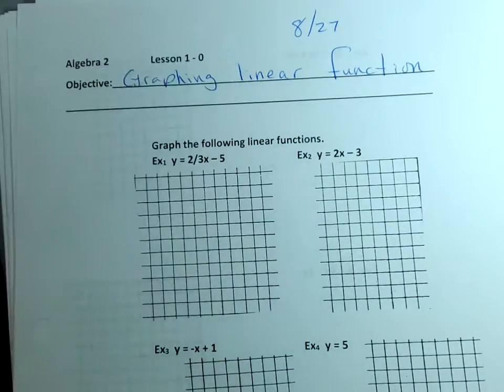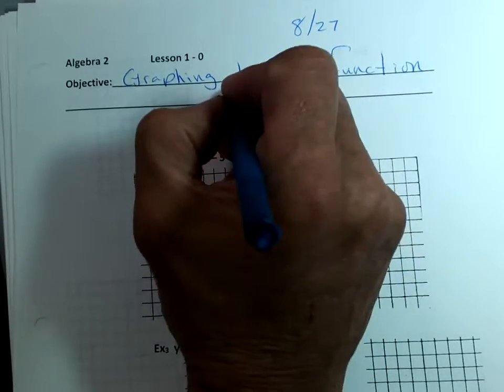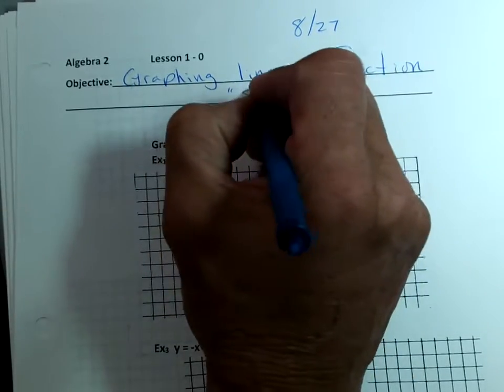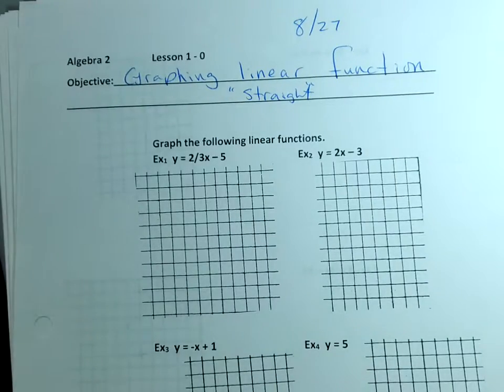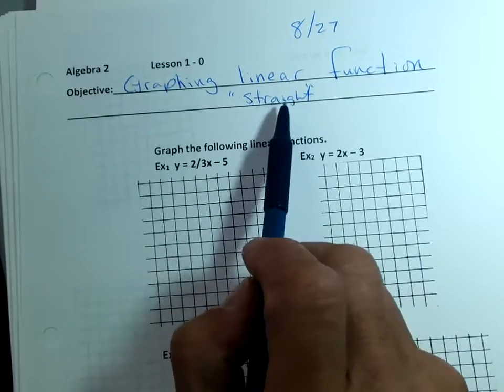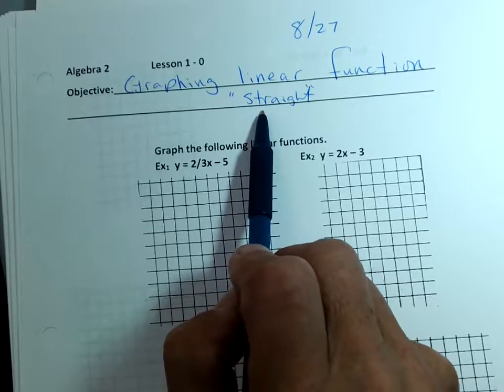So the word linear in math. Linear means this word right here. When you see linear, it means straight, a straight line. Because I know we've done parabolas last year, right? We did parabolas, and all sorts of weird looking curvy graphs. But if it says linear, in math that means it's going to be a straight line, okay?